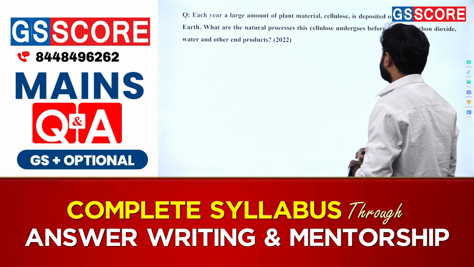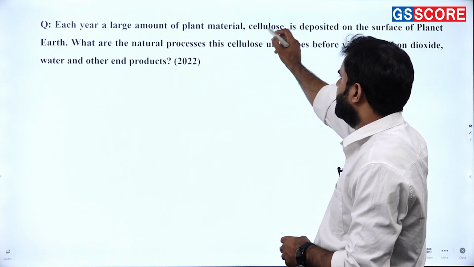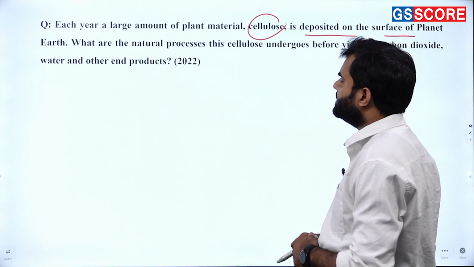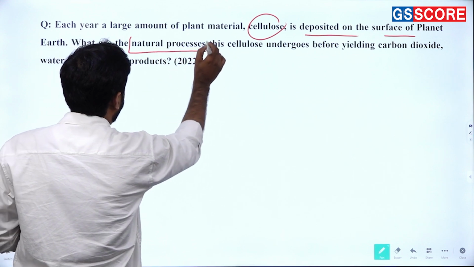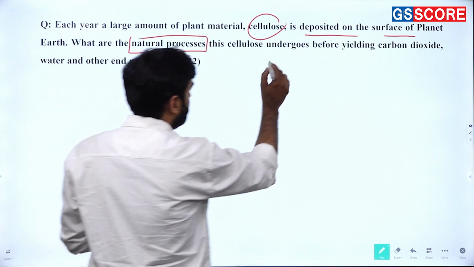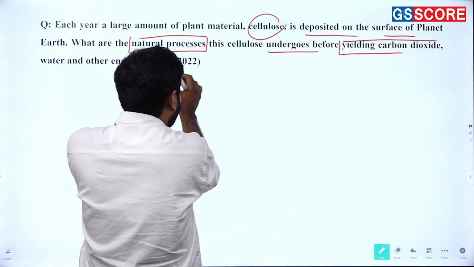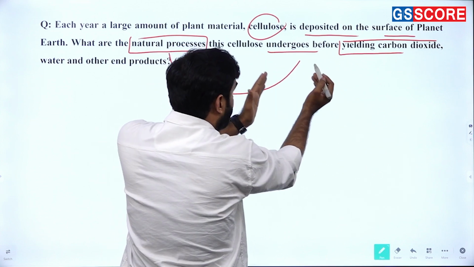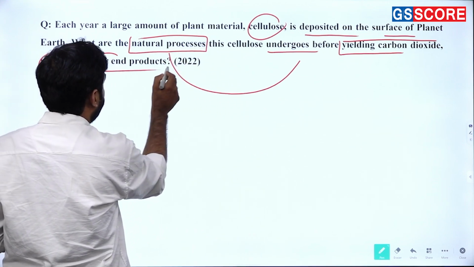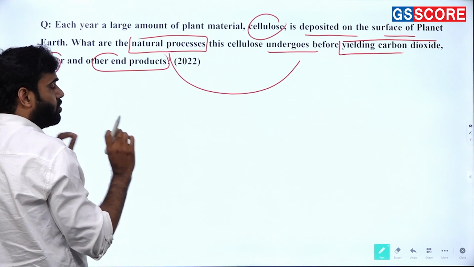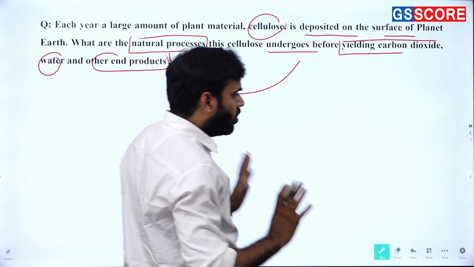So basically this is the question: each year a large amount of plant material like cellulose is deposited on the surface of the earth. What are the natural processes? You will understand that the question is demanding the natural process, the one that plant material undergoes before yielding carbon dioxide, water and other end products. Basically this is one of the most beautiful questions, a pure environment-based question. Getting my points? So this is from 2022.